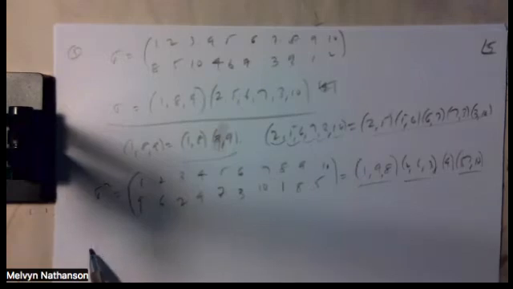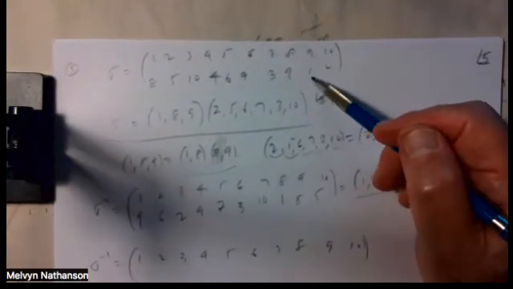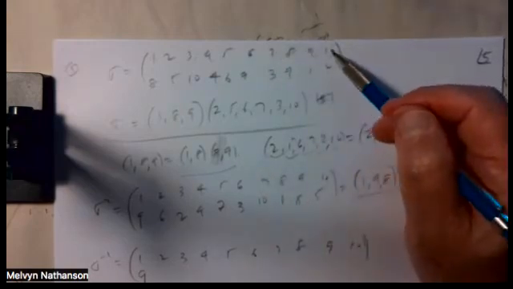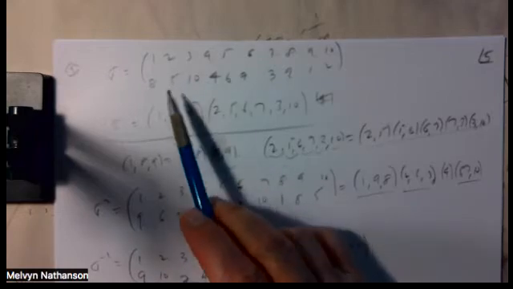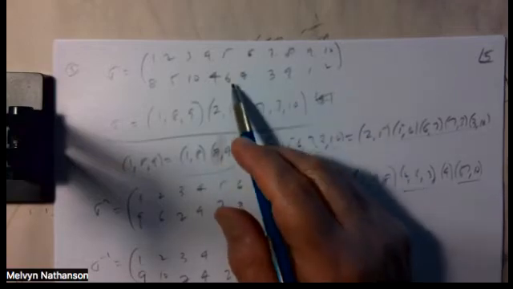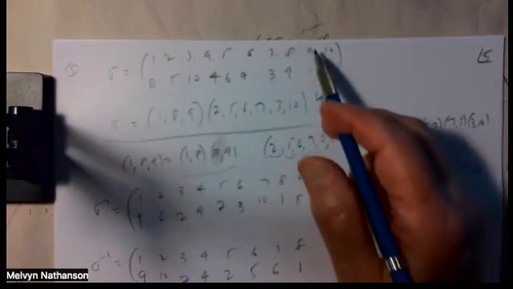And what about sigma inverse? So you look at sigma, 9 goes to 1, so the inverse sends 1 back to 9. 10 goes to 2, so the inverse sends 2 back to 10. 7 goes to 3, so the inverse sends 3 back to 7. 4 goes to 4, so the inverse sends 4 to 4. 2 goes to 5, so the inverse sends 5 to 2. 5 goes to 6, so the inverse sends 6 to 5. 6 goes to 7, so the inverse sends 7 to 6. 1 goes to 8, the inverse sends 8 to 1. 8 goes to 9, so the inverse sends 9 to 8. 3 went to 10, so the inverse sends 10 to 3.